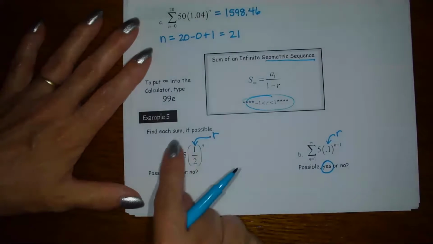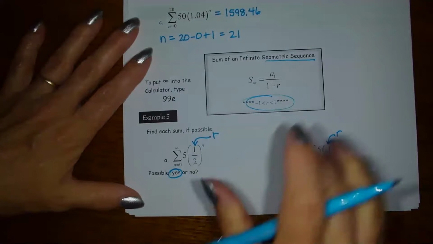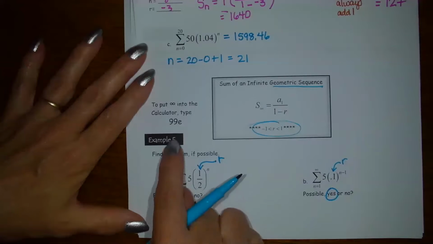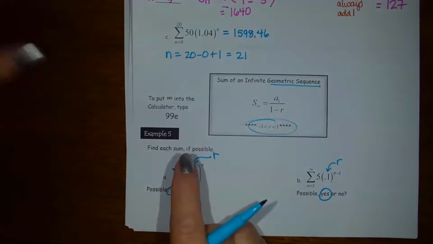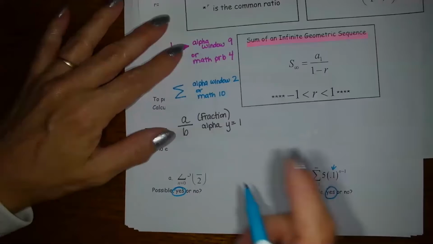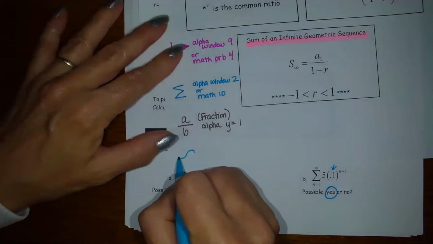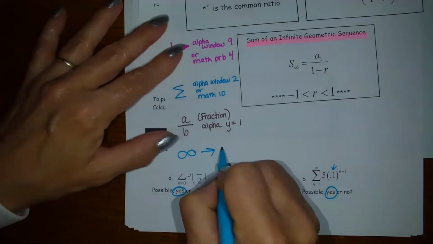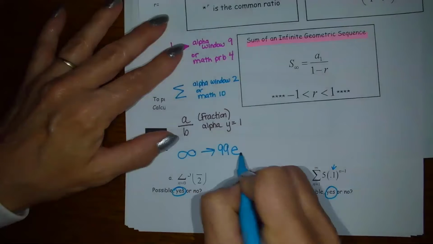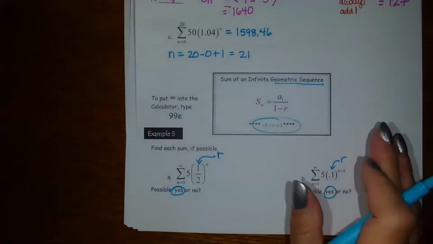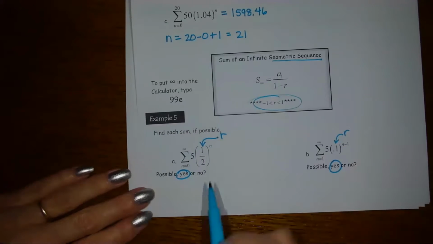Now you can type this into your calculator, right? To get infinity, you type 99e. You better add this to your formula sheet. And if you think it wasn't hard for me to figure that one out. But let's just try this.